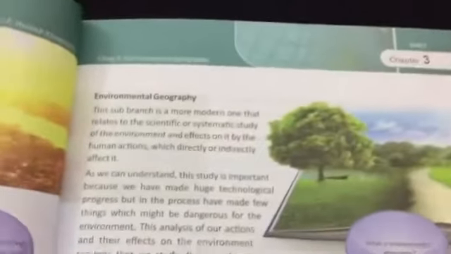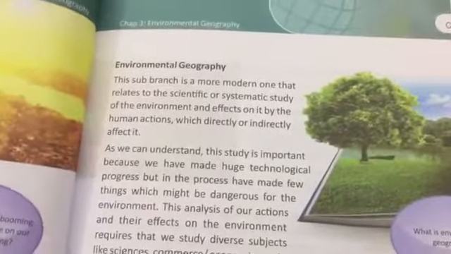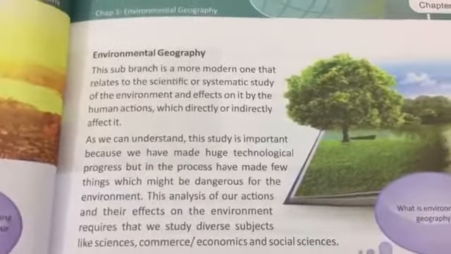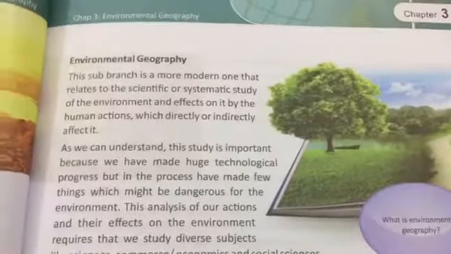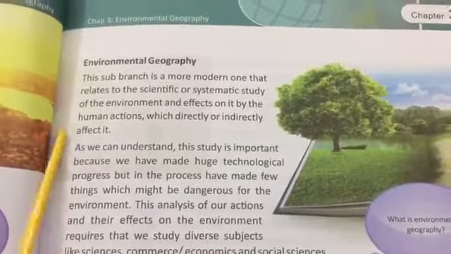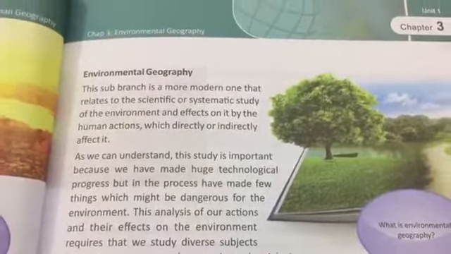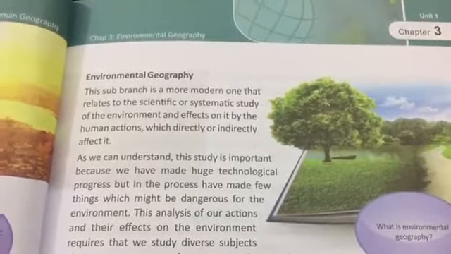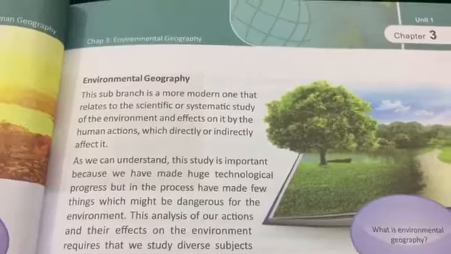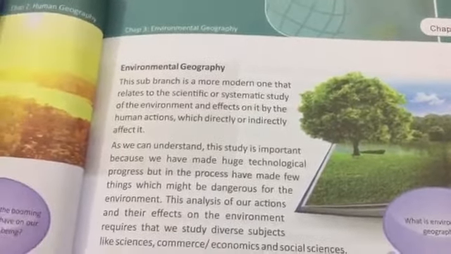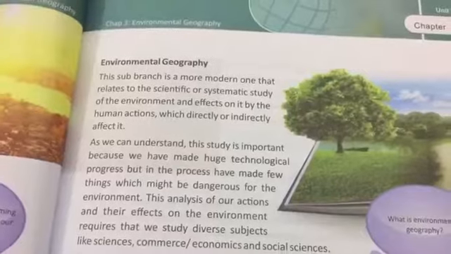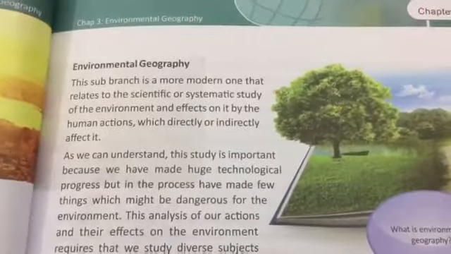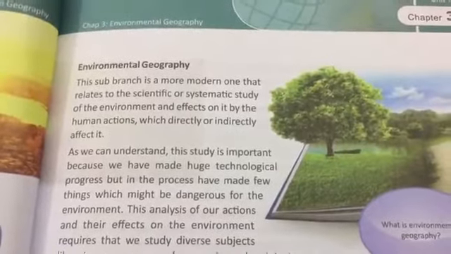Now moving towards chapter number 3, environmental geography. What is environmental geography? Environmental geography studies the environment around us. It is also a sub-branch, and this sub-branch is very important because it relates the scientific or systematic study of the environment and effects on it by the human actions which directly or indirectly affect it. Environmental geography studies the environment and the effect of human actions on the environment.